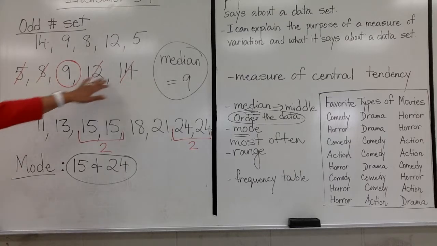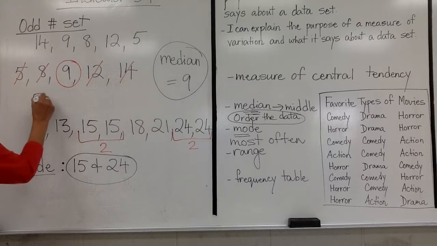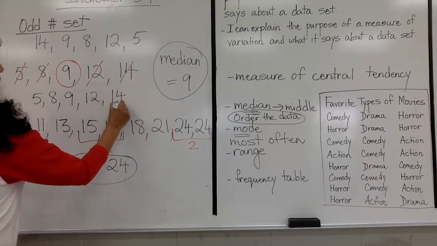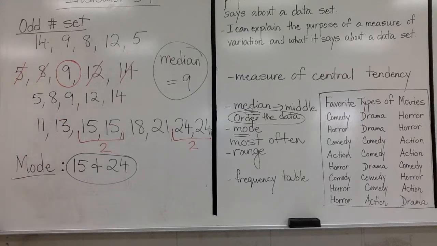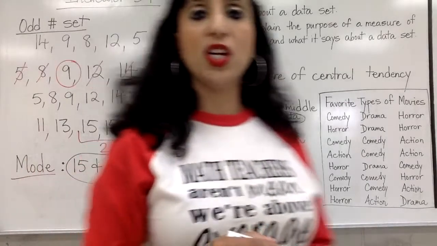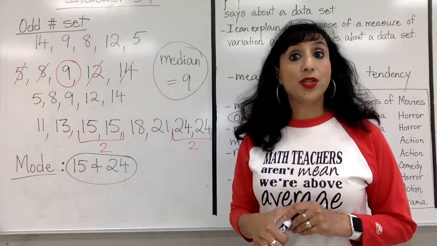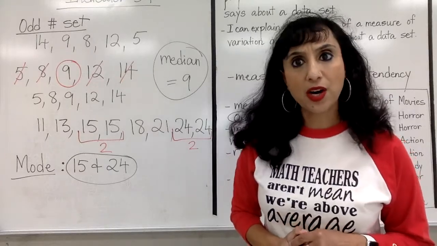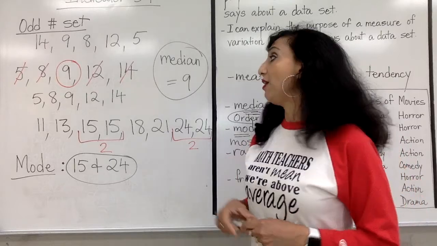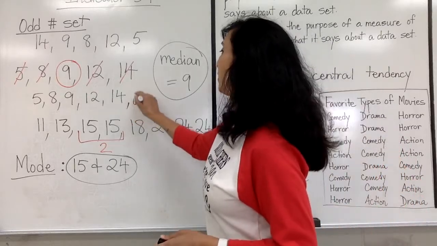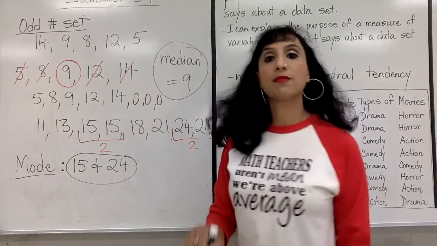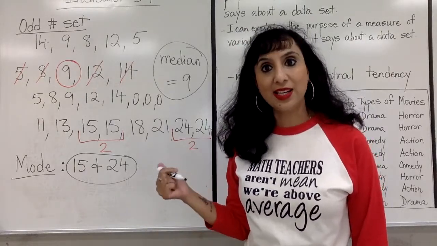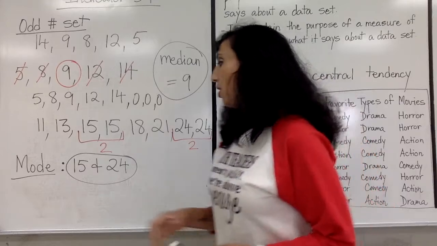Now, let's go back to this. If I have the data 5, 8, 9, 12, 14, and I ask you, what is the mode? A lot of times children say 0. Don't do that, because don't forget that 0 is a number, okay? And that means if I say 0, this is what it means. That means 0 is in that set. Okay, so don't say 0.